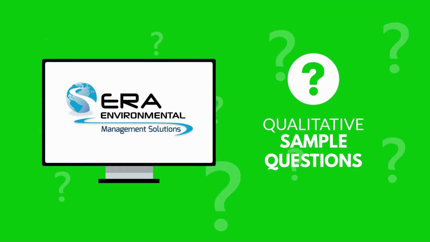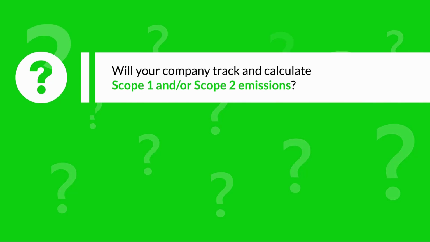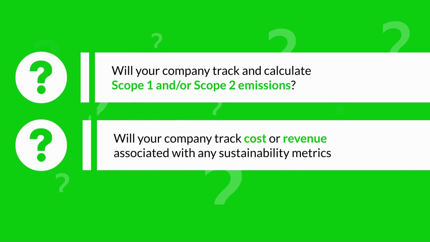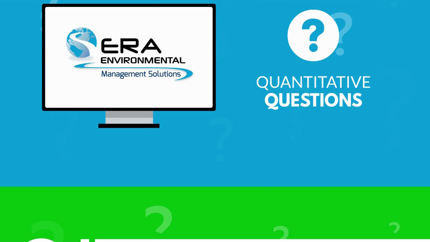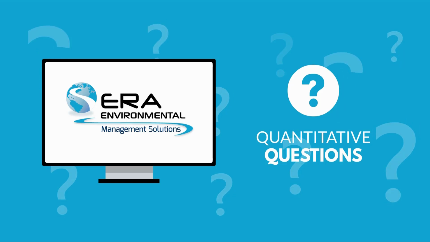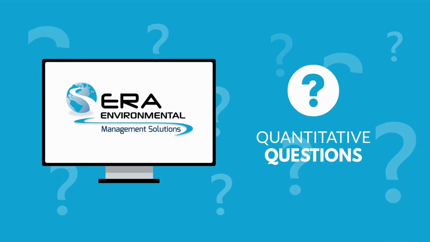To streamline the initial setup, the system will present leading qualitative sample questions for your business unit, group, or facility site to ensure that you have considered parameters to track. Some examples include: will your company track and calculate Scope 1 and/or Scope 2 emissions? Will your company track cost or revenue associated with any sustainability metrics? Based on these responses, a series of quantitative questions will appear. This simple questionnaire will ensure that your system is configured to correctly capture all required metrics for your sustainability reporting.